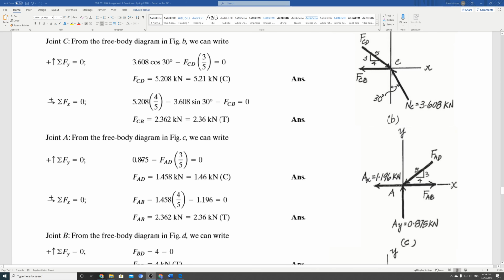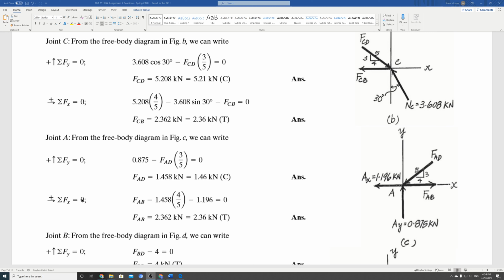So the next thing is summation of the forces in the y direction at point A, okay? So it's 0.875, okay? That was given here. That was what we already found when we did the entire structure. And then minus FAD, 3 divided by 5, right? So it's the component here, the y component of this one, 3/5 times this, okay? So then you could solve for FAD. Comes out positive, so we know it's compression, okay?